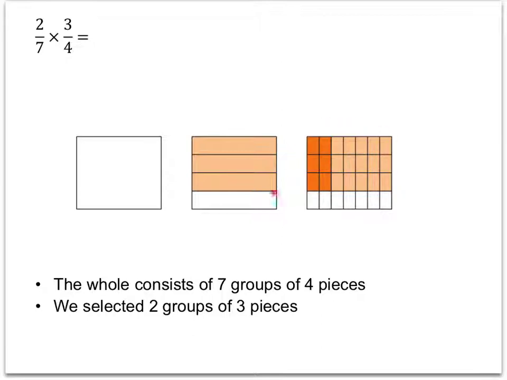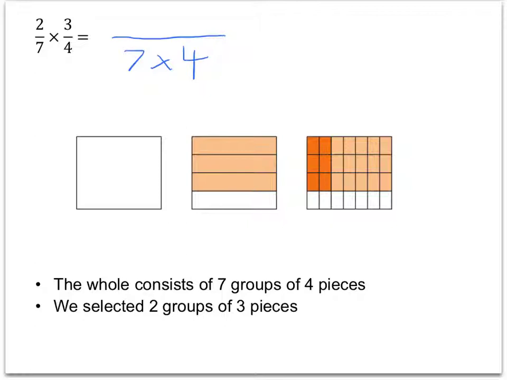And so in the end, let's make some observations here. First observation is that the whole consists of 7 groups of 4 pieces, or stated another way, that we've got 7 columns, and each one of those columns consists of 4 rows. And so in our product here, the denominator is going to be 7 times 4, because in the end we had 7 groups of 4 pieces.